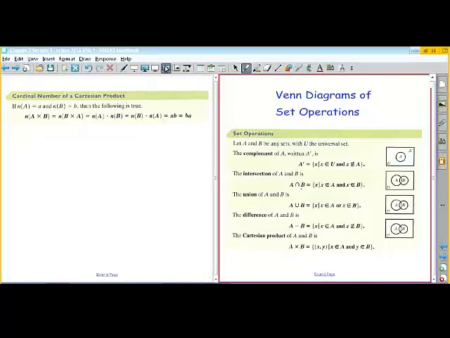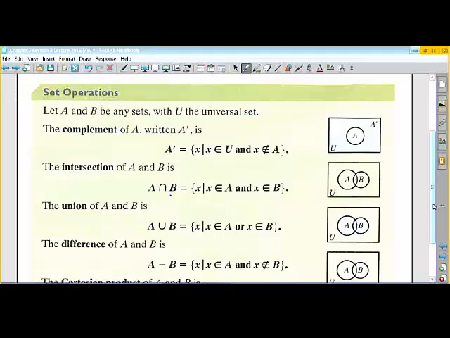Okay, what we're going to do now is some stuff with Venn diagrams. This is in your book, so don't try to write it down. This is kind of a review of the simple set operations that we've dealt with so far. So this is the definition of the set operation. This is the mathematical description. And this is what the Venn diagram looks like. And the light blue area is the area that they're talking about.